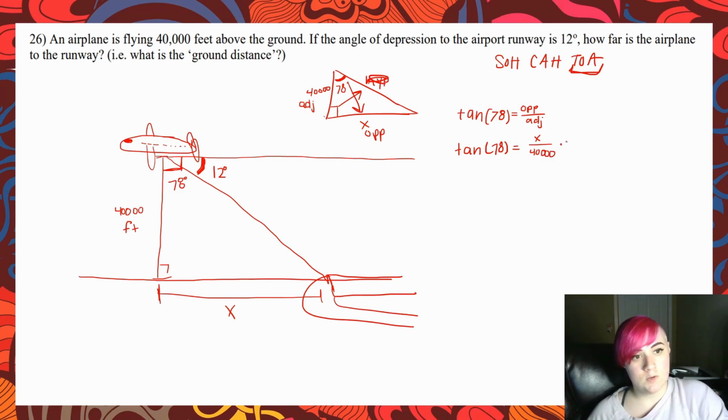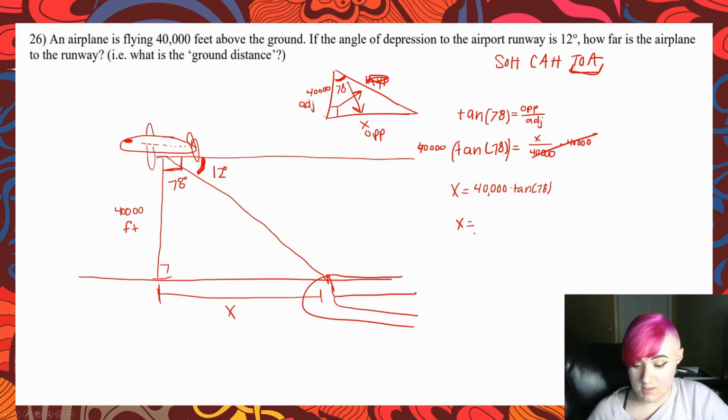To get rid of that 40,000, we'll multiply both sides, which gives us x is equal to 40,000 multiplied by the tangent of 78. If you type that in your calculator, I'm going to round it off to the nearest whole number because it is pretty big. So it's about 188,185 feet. They've gone pretty far from here to here.